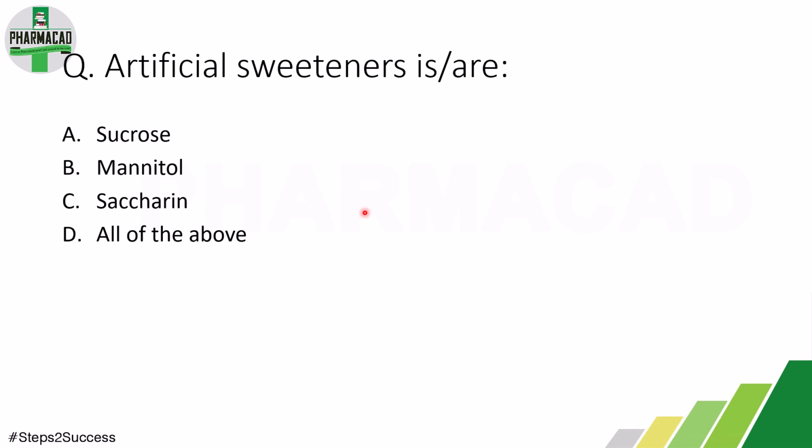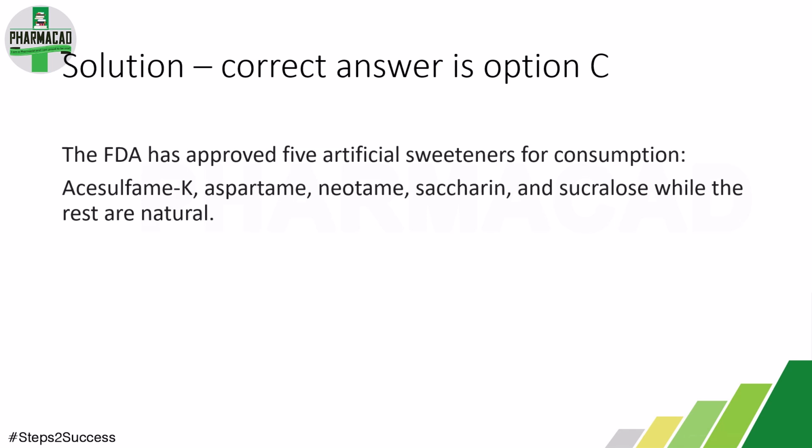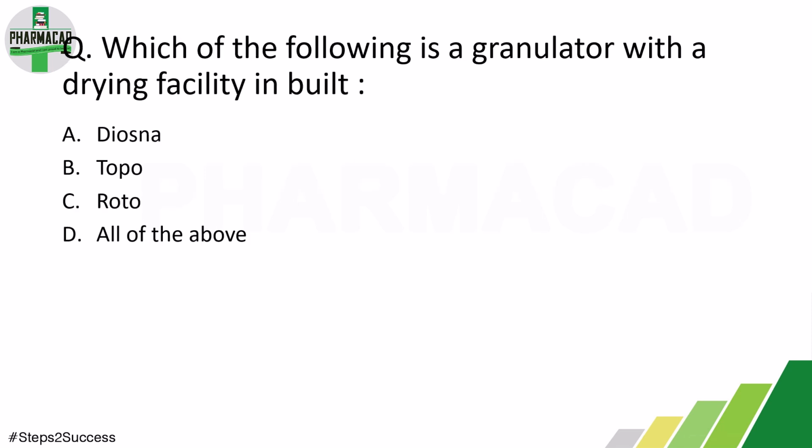So the next question is artificial sweeteners are option A sucrose, option B mannitol, option C saccharin, option D all of the above. So the correct answer is option C, saccharin is an artificial sweetener. The FDA has approved 5 artificial sweeteners for consumption: acesulfame K, aspartame, neotame, saccharin and sucralose, while the rest are natural.